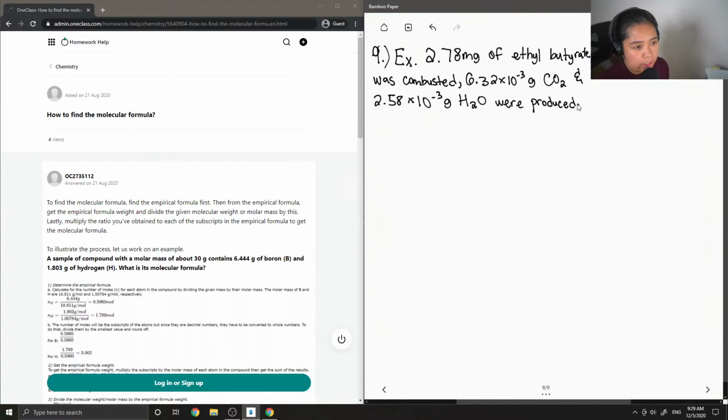Okay, so we need to find both the empirical formula and the molecular formula of ethyl butyrate, and knowing how many grams of both carbon dioxide and water were produced, we can find the answer to this question. Ethyl butyrate is just made up of carbon, hydrogen, and oxygen. So the first step is to find the mass of carbon that was produced after it was combusted.